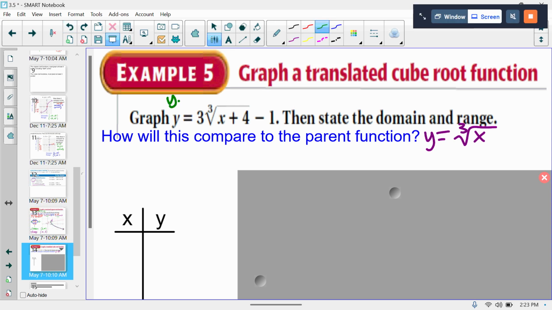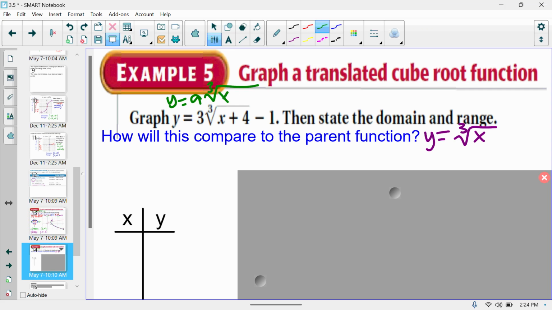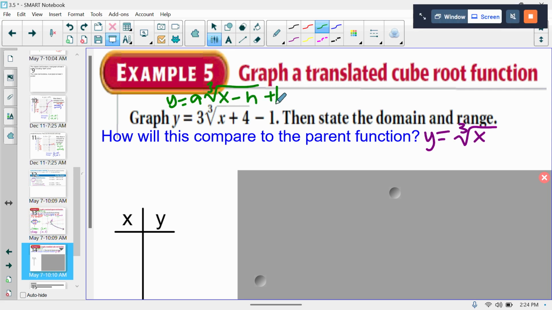I'm going to write out the formula like this because we want to remember, what does A do to the graph? So A is either going to stretch it or shrink it. Since 3 is greater than 1, remember, any number greater than 1 is going to stretch it vertically. So since A is 3, it's going to be a vertical stretch. It's not going to flip upside down this time because A is not negative, it's positive.